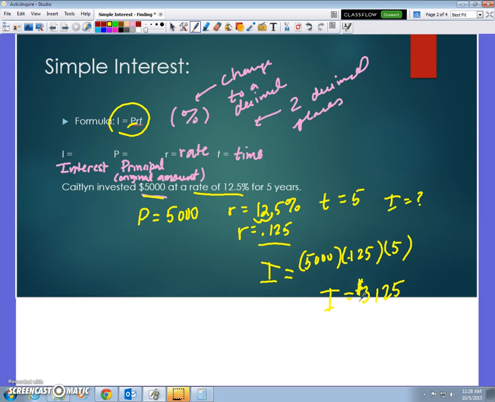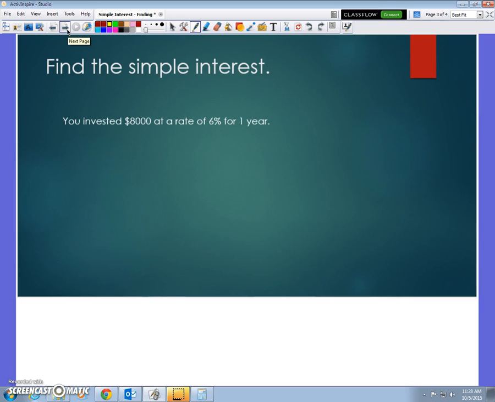Okay, very good. Take a look at the next one here. Find the simple interest. Once again, we're thinking the interest equals the principal times the rate times the time. So we've got $8,000 invested. So my principal, how much I'm starting with, my original amount, is 8,000.